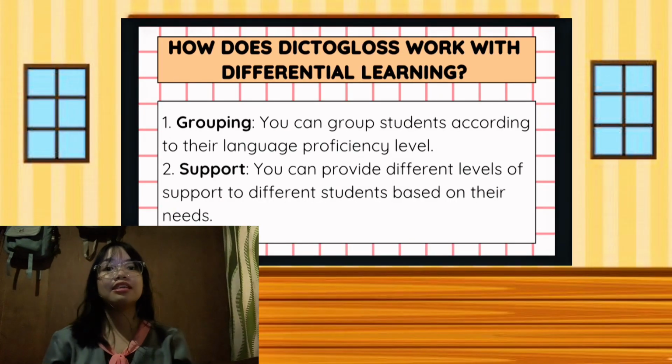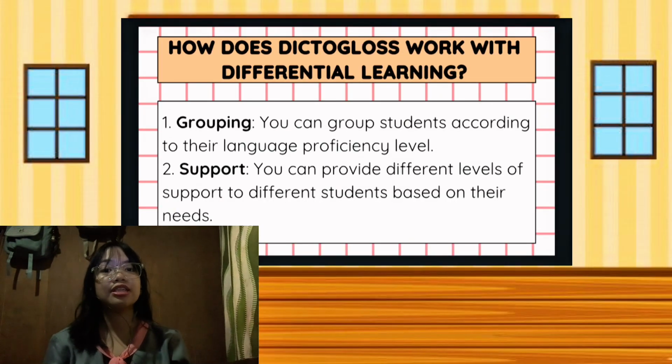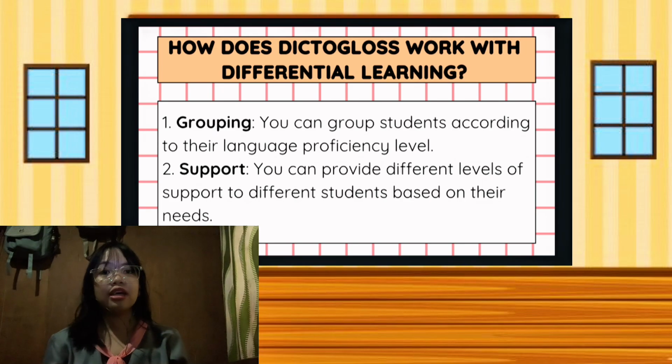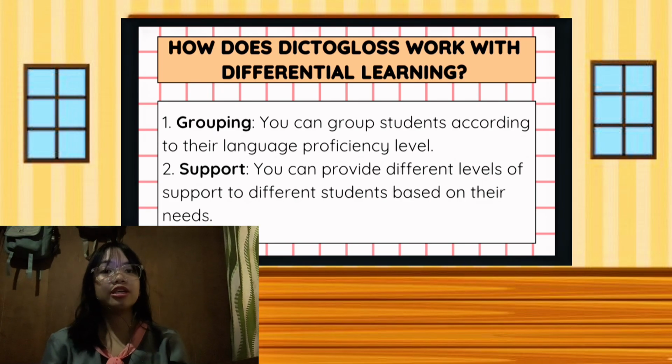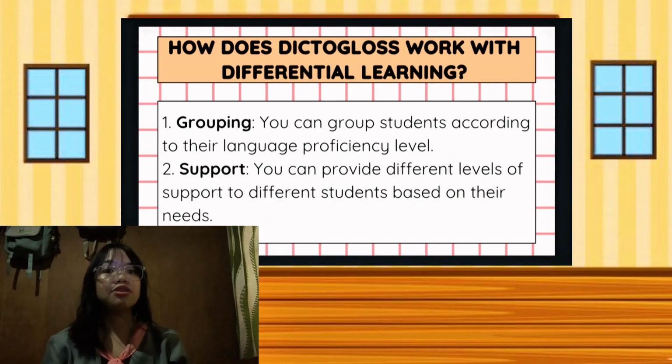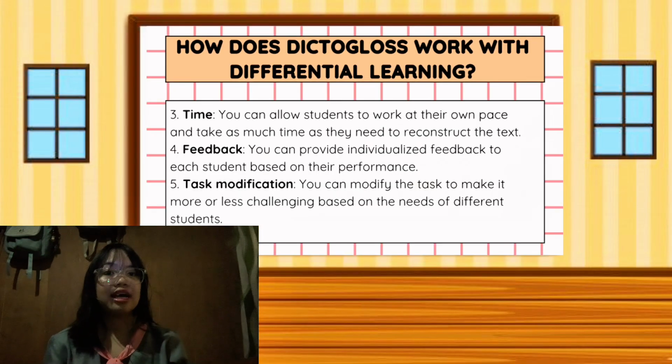Now, how does Dictogloss work with differentiated learning? Grouping. You can group students according to their language proficiency level. Support. You can provide different levels of support to different students based on their needs. Time. You can allow students to work at their own pace and take as much time as they need to reconstruct the text.